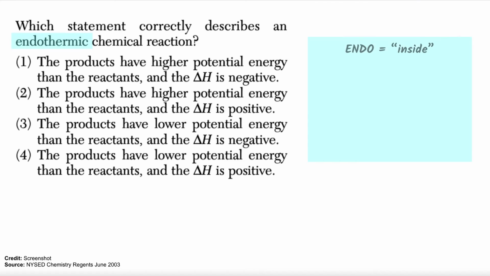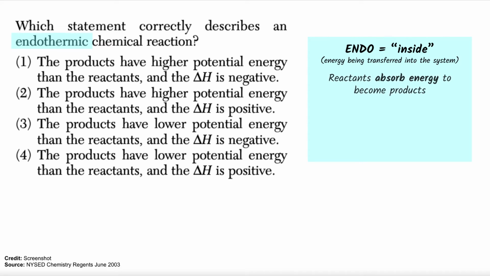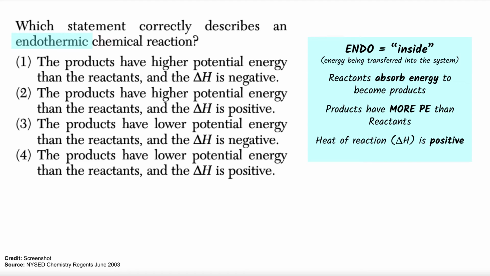So remember, an endothermic reaction is a chemical reaction where energy is being transferred into the system. So reactants are absorbing energy to become products. This means that products should have a higher potential energy than the reactants, which means that delta H should be positive because the reactants gain energy to become products. So the answer would be option number 2.